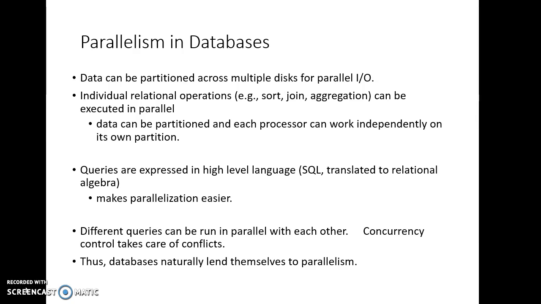Queries are expressed in high level languages like SQL, and because in SQL everything is separated, it makes parallelizing easy. Different queries can be run in parallel with each other. Concurrency control takes care of conflicts. Thus databases naturally lend themselves to parallelism. As we have seen in this slide, when data is being processed in parallel, we have to make sure concurrency conflicts do not happen. If a read-write dependency exists, then inconsistency arises and data will be lost. So we should see that all the conflicts are resolved properly, and this will make things very easy.